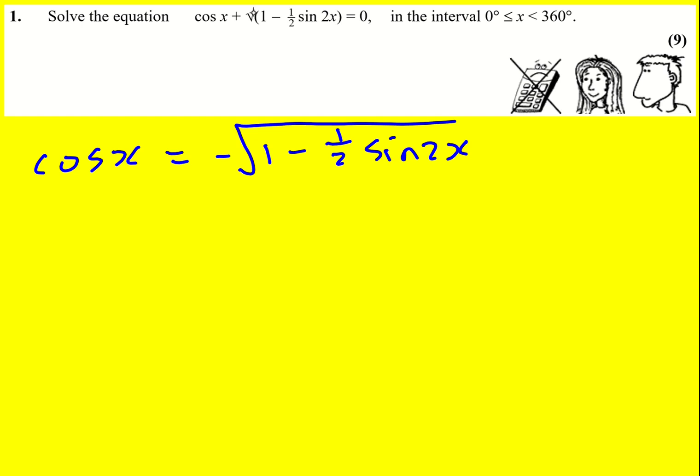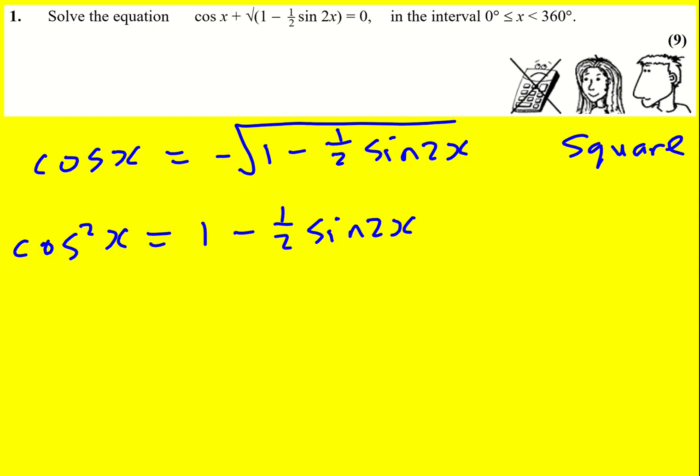If you square them as they are, you're going to get these cross terms where you have this times cos x. You don't want that, so basically get it on opposite sides and then square. So we get cos squared x equals, and the negative times the negative just disappears, so it's 1 minus a half sine 2x. The only thing we need to be careful of is that when you square something, you can introduce extra solutions.